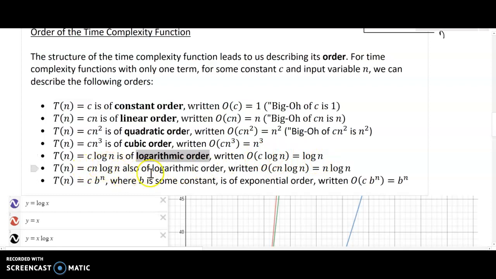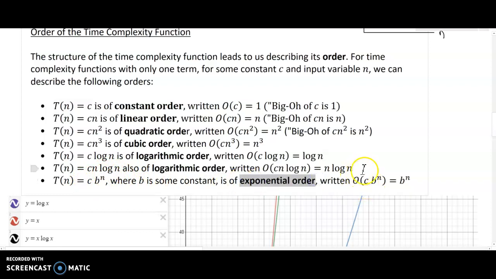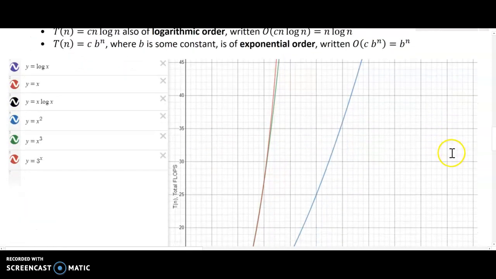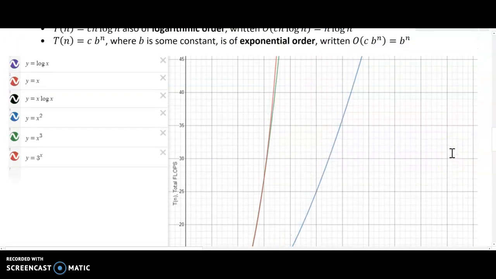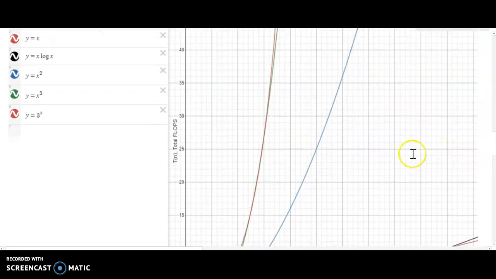C times n log n is, I guess we could call this linear logarithmic order, but we'll just refer to it as logarithmic order. And written big O of c times n times log of n is n log n. Again, removing the constants. So here you could have something like 3 times 2 to the n, that's exponential order. And we write big O of c times b to the n is b to the n. So what I've provided down here is a graph of these various functions.